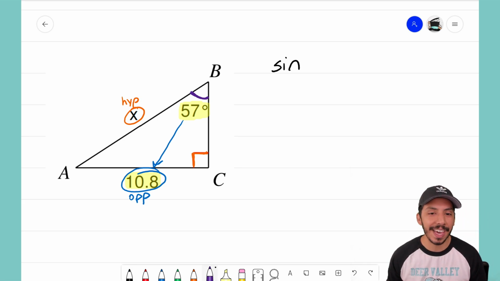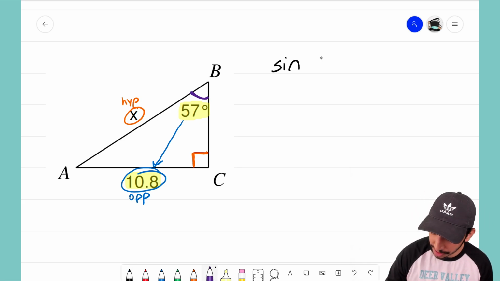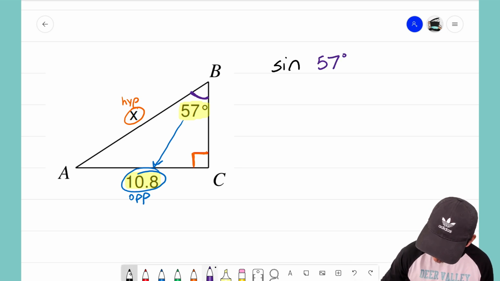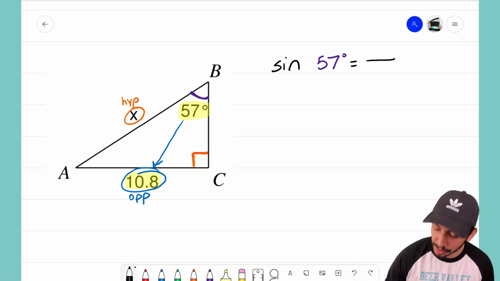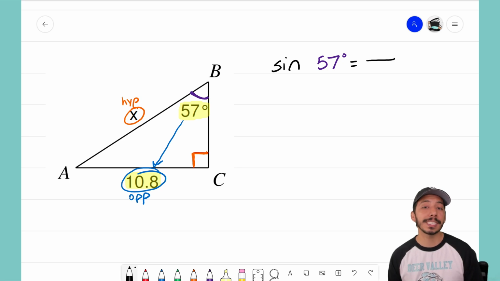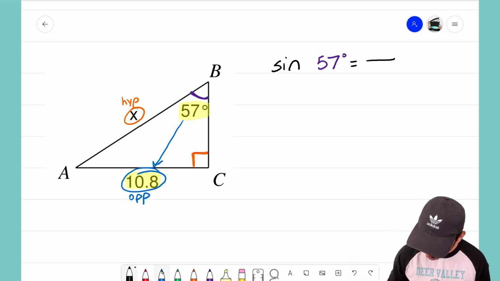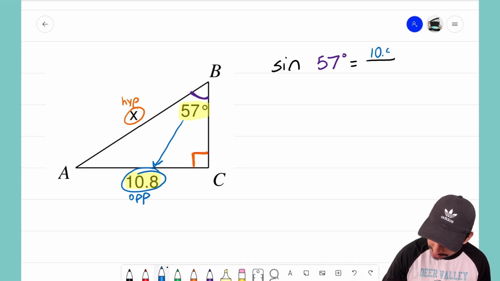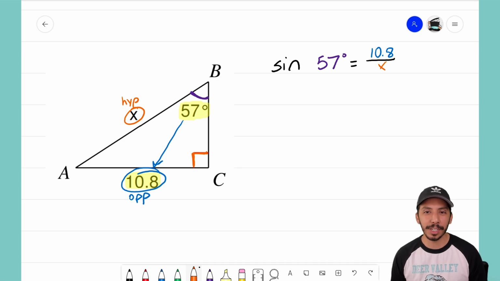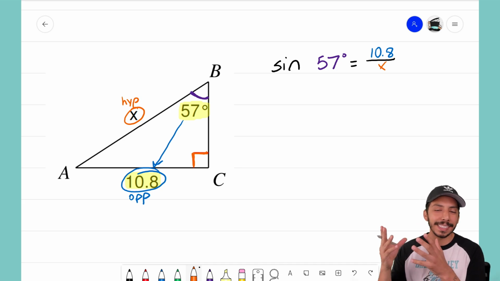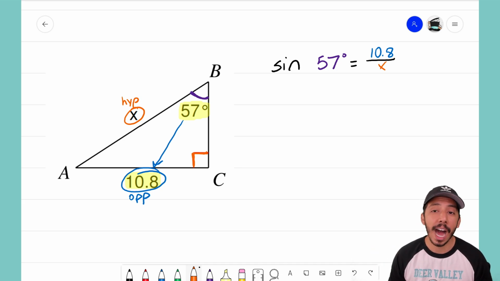So I'm going to go ahead and set that up. Sine of my angle, which is 57 degrees, equals our ratio of two sides. Remember, sine, opposite over hypotenuse. Well, my opposite side is 10.8. My hypotenuse is x. Just like the previous example, I have my sine ratio set up. I can now solve for x.